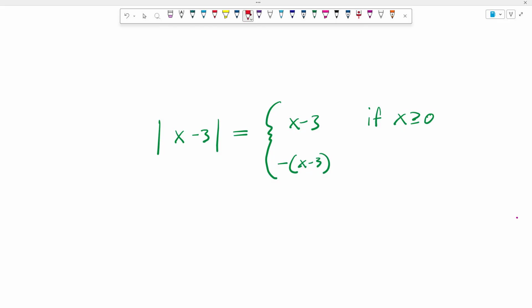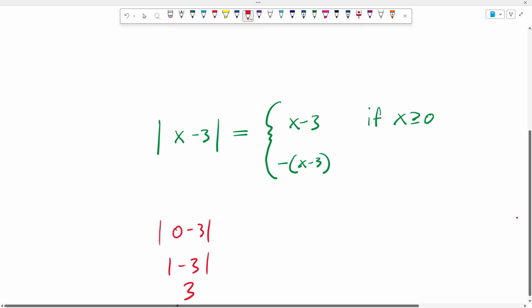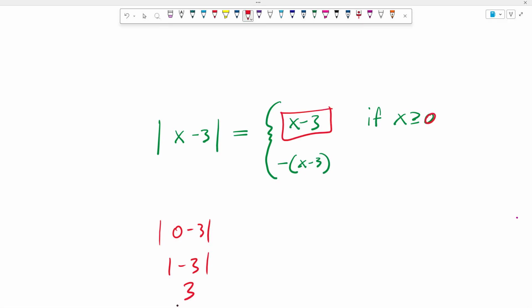If I plug in 0 here, that's negative 3. That becomes 3, right? Yeah. But 0's here. If I plug in 0 here, you get negative 3, which is not correct. Okay, so this is the way we do it.